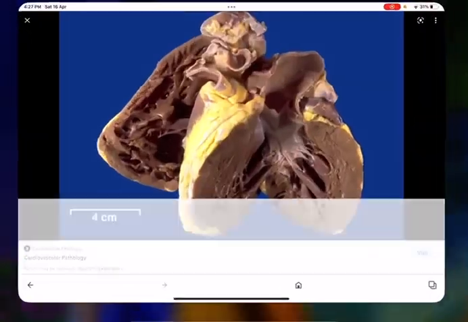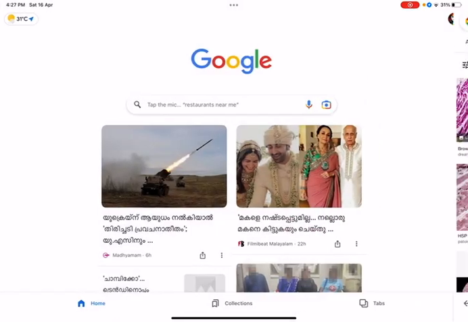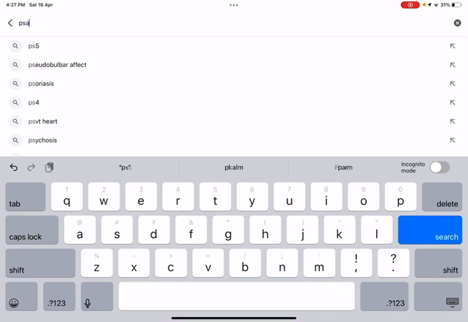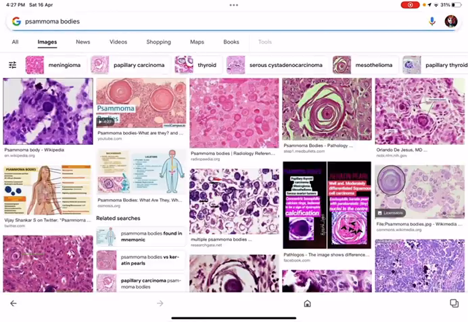Okay, I will show you in 1 second. We will see the Psammoma bodies. Don't worry, you should know how to identify the Psammoma bodies. Yes, wait, we will see this.